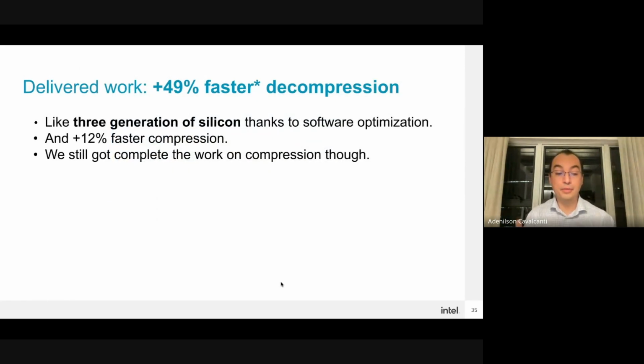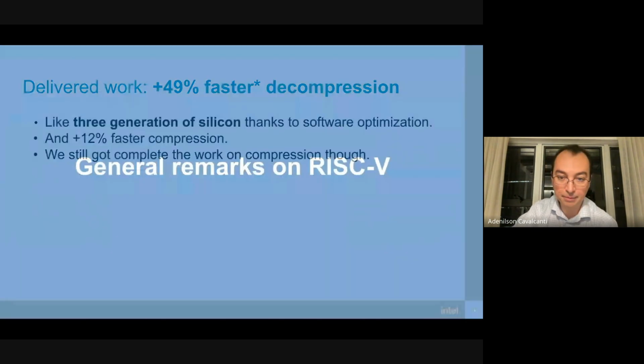So what was the work we actually managed to deliver? We achieved an average performance gain of 49% faster data decompression. And that's about 3 generations of silicon. And we also achieved 12% on average faster compression. But we still have some work to be done before we call the RISC-V port complete.